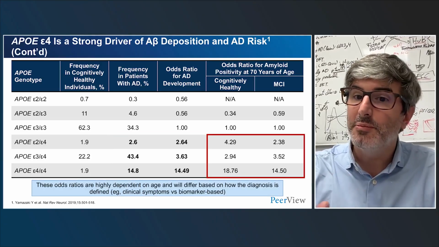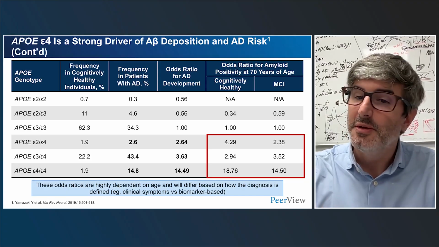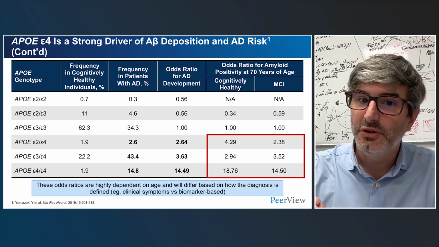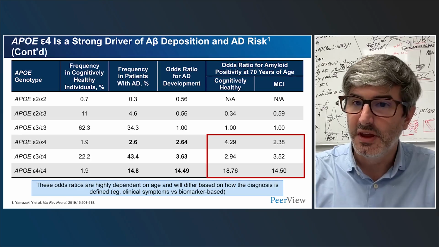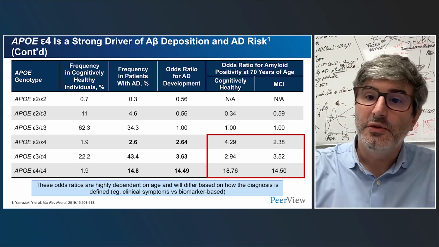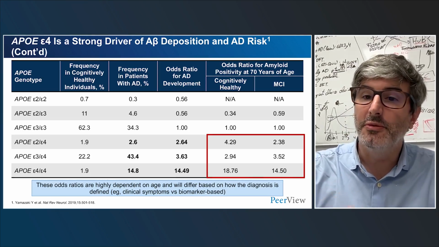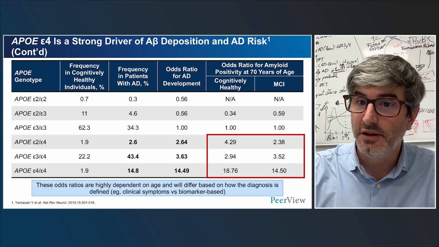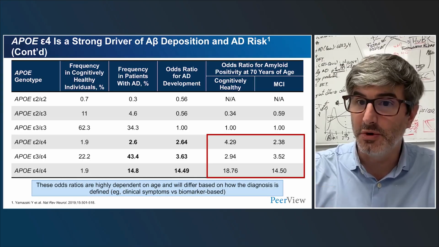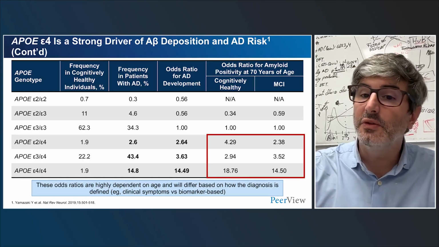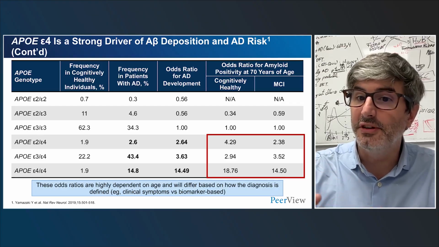But in the right of the panel, we have very interesting data. You can see here that in this very nice review, the authors tell us the odds ratio for amyloid positivity at a given age, in this case, age 70. And this is very important. First of all, because when we assess the risk for AD biology, the risk conferred by APOE4 is usually higher than when we are just comparing the risk for clinical dementia with no biomarker confirmation. And secondly, because APOE does not confer the same odds ratio at the different age ranges.